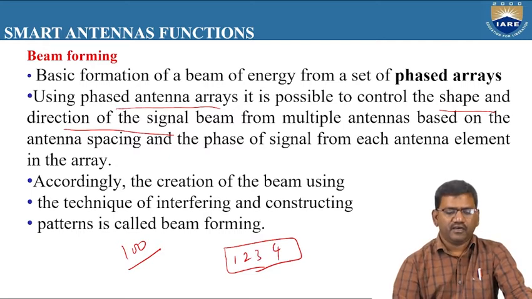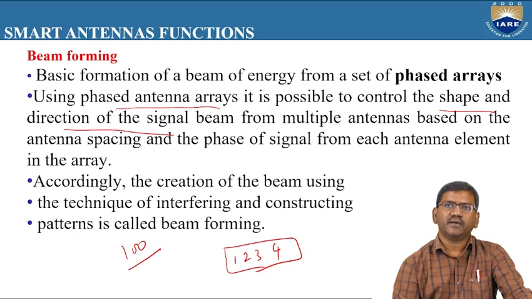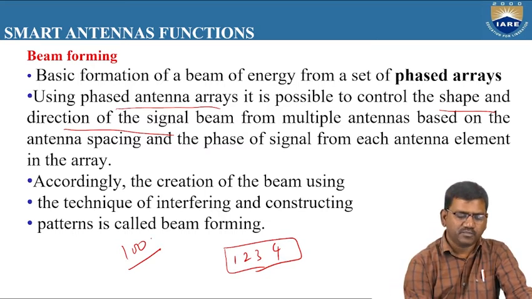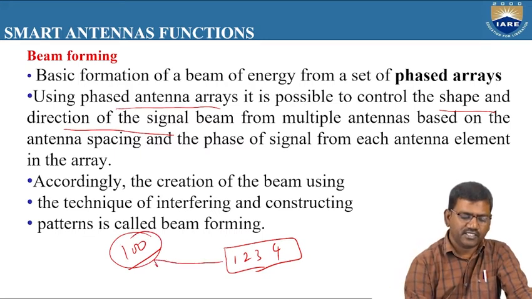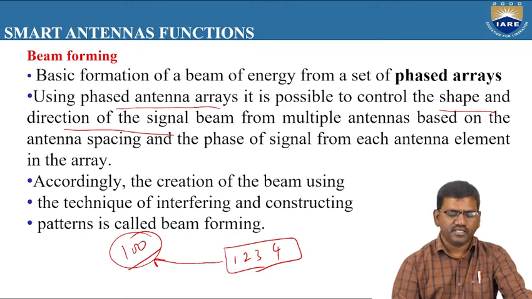Now here after beam formation, based upon the antenna spacing and the phase of the signal from each antenna element, some amount of amplitude is increased by the DSP instruction. That means as more users are in this direction, more amount of radiation beam has to be given in this direction. More beam formation has to be done, right?